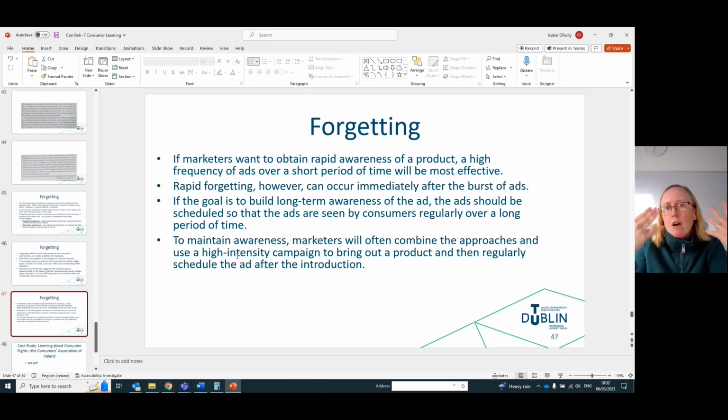If the goal is to build long-term awareness of the brand, the ads should be scheduled so that the ads are seen by consumers regularly over a long period of time. So every now and again, we get that repair of that road to make sure there are no cracks appearing in that concrete that we've laid down. To maintain awareness, marketers will often combine the approaches and use a high-intensity campaign to bring out the product and then regularly schedule the ad after introduction. So it could be high intensity for one month and then very low intensity over a very long period of time.